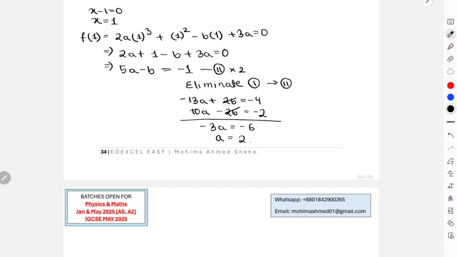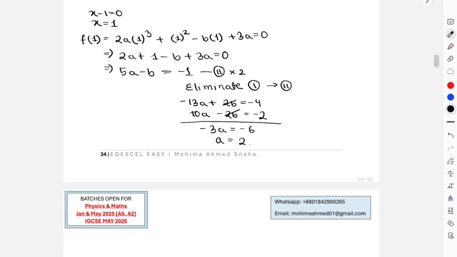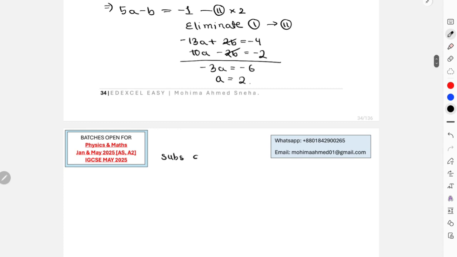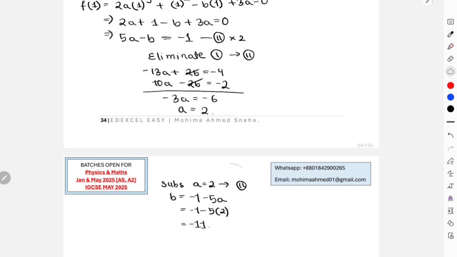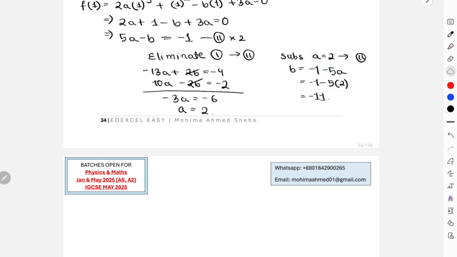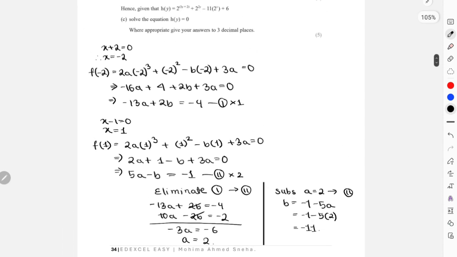So with the value for a as positive 2, I can substitute that to get the value for b. I'll substitute that in equation 2. So substitute a equals 2 into equation 2, which turns out to be b equals minus 1 minus 5a. So minus 1 minus 5 times 2, this is minus 11. So the value for b is minus 11. I do not want to use any more space, so I will write this over here. This was the working for part A entirely for your calculations of alphabets a and b in the polynomial.